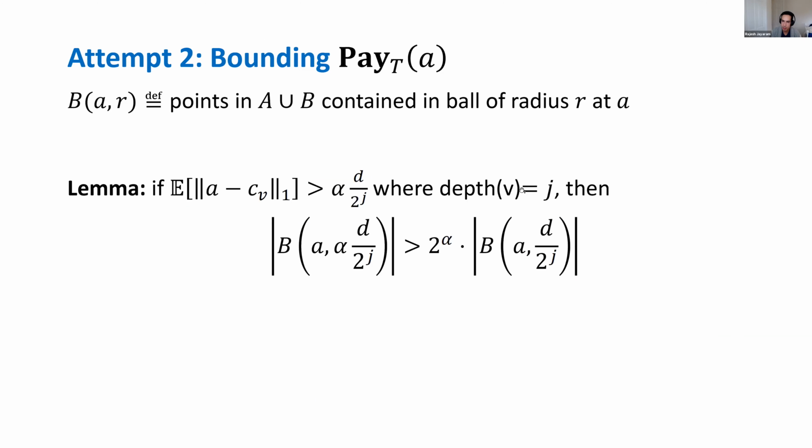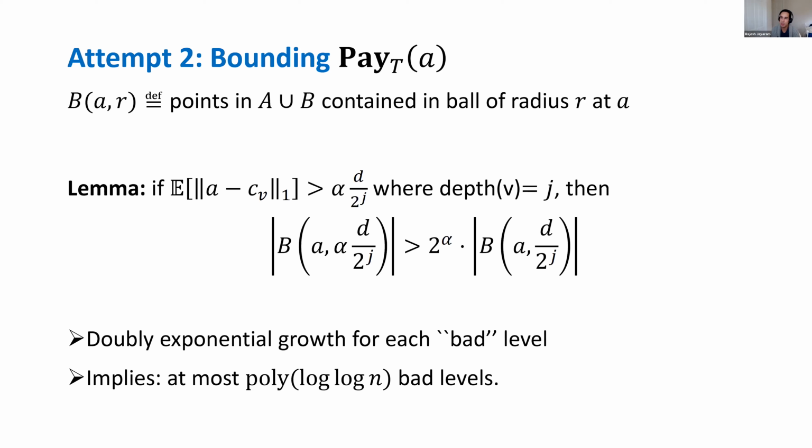of B for some depth j is an alpha factor larger than it should be, then we show that the number of points which are at that distance, alpha over d to the j, grows by a 2 to the alpha factor larger than it was at the last level. So if the expected distance is an alpha factor bad, you have 2 to the alpha more points. And so this shows roughly doubly exponential growth every time you have a bad level.